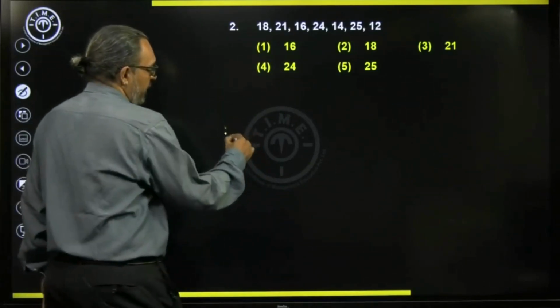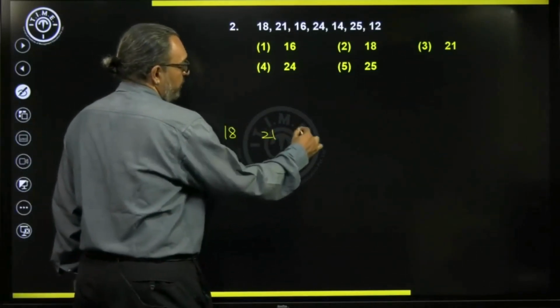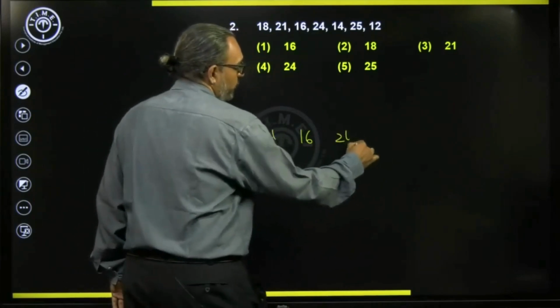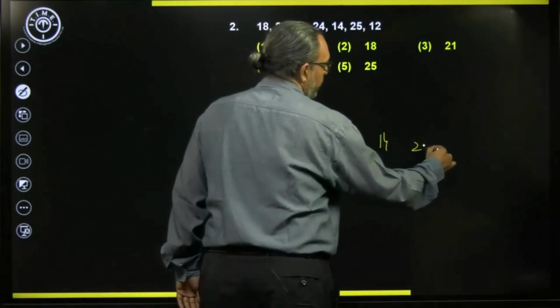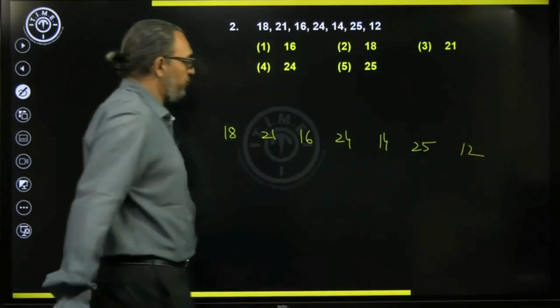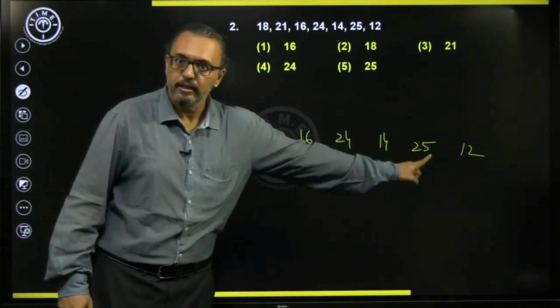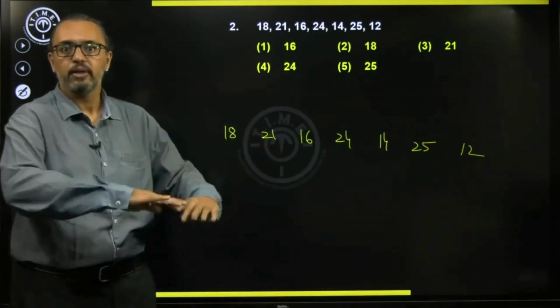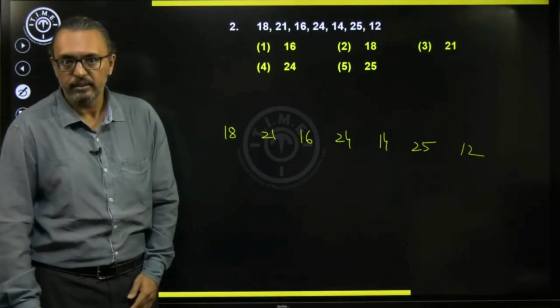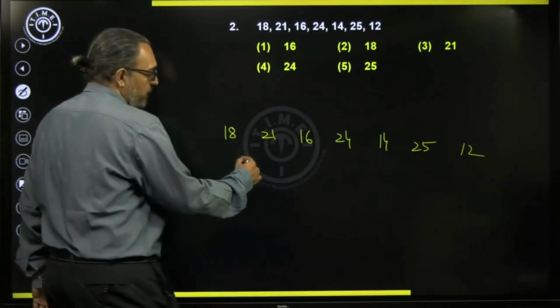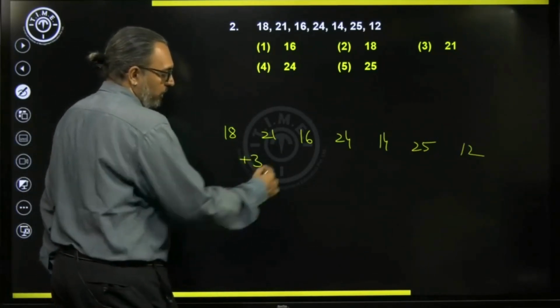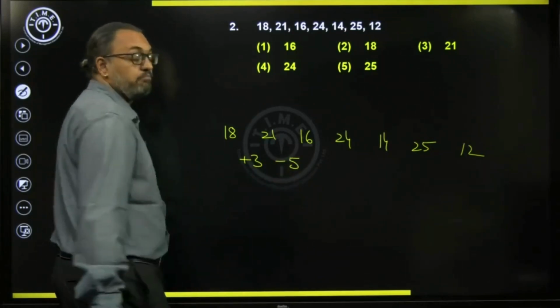Next we have 18, 21, 16, 24, 14, 25, 12. So if you observe, a number is increasing, decreasing, increasing, decreasing, increasing, decreasing. So addition, subtraction, that is the logic. So let's see how much addition this is. Plus 3. Okay. Then this is minus 5.